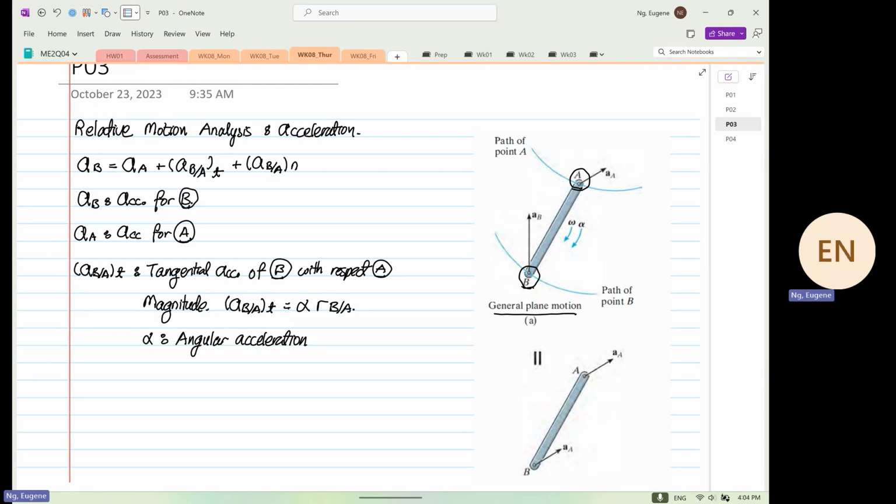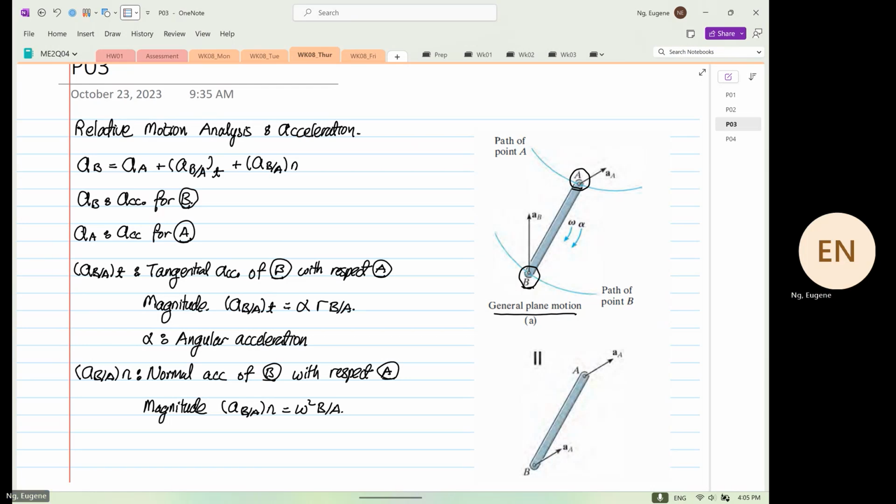Then if we look at A_B over A, and then if it's the N down here, this is the normal acceleration of point B with respect to point A. So the magnitude will be equal to A_BA, and this will be equal to omega squared R_B from point A.